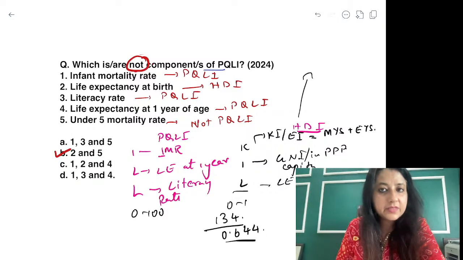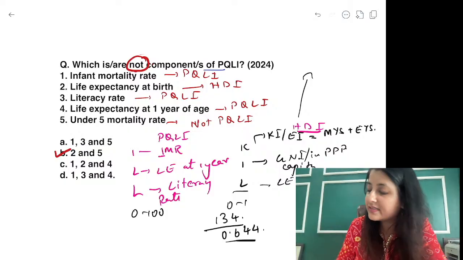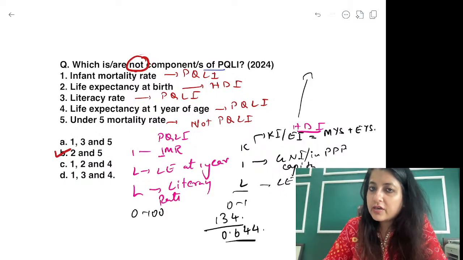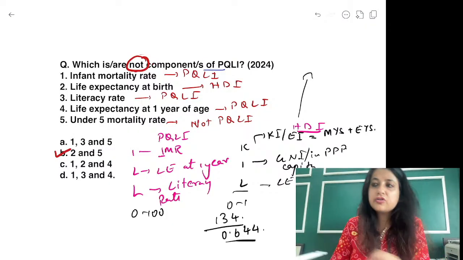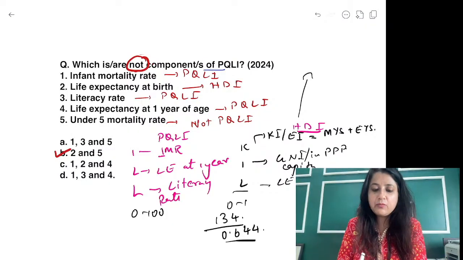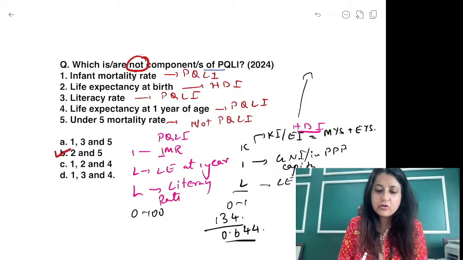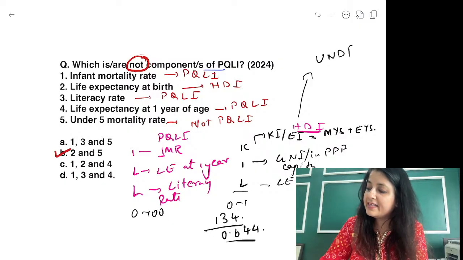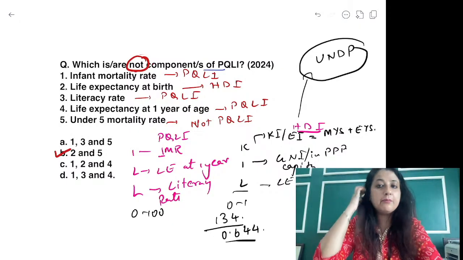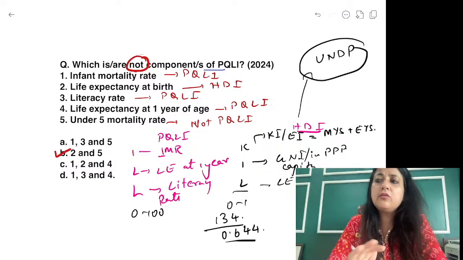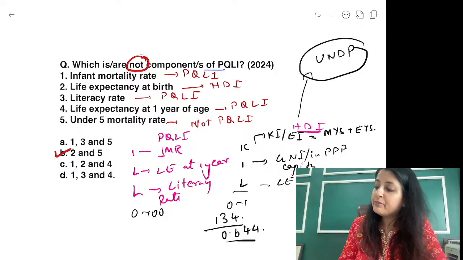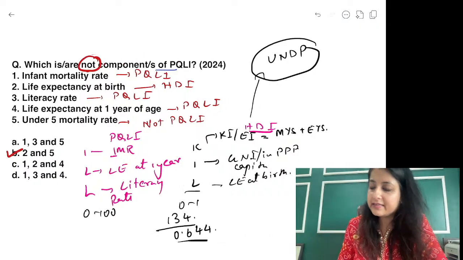One expected MCQ: the concept of HDI was given by which organization? Was it WHO? Was it UNICEF? Who launched the concept of HDI? Anybody? Which organization gave the concept of HDI? So it was given by UNDP. Don't end up marking WHO over here. HDI ka concept was UNDP. We will expect a question on HDI and PQLI. Any doubts? Keep noting it down, guys.